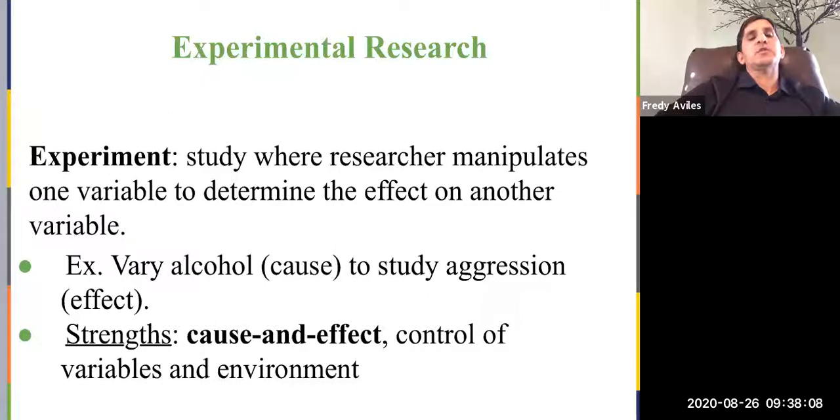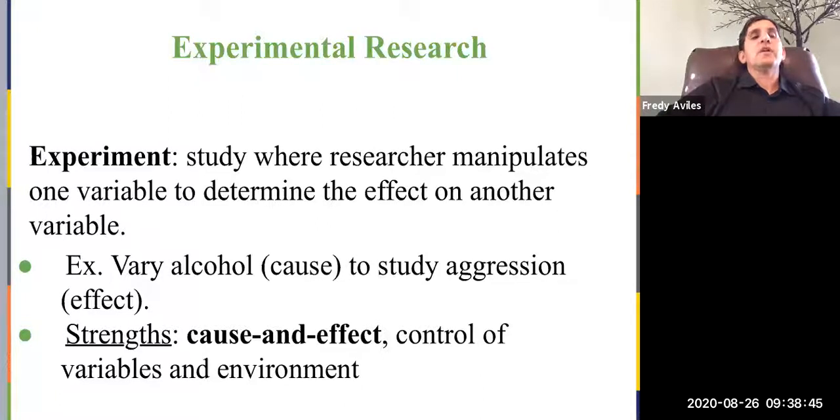What is experimental research? What is an experiment? Okay, it says here, an experiment is a study where the researcher manipulates one variable to determine the effect on another variable. That's a technical definition. What that really means is that an experiment is a study where you basically vary one thing to see what it does to another. To put it simply, it's a study about cause and effect. It tries to get at cause and effect. We do one thing to see what happens to something else. That's the simplest way I can describe an experiment.